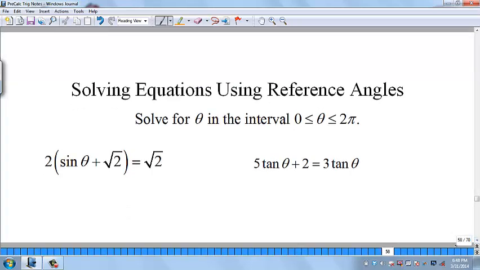Alright, so let's try a couple more. And I'm doing radians. We will practice degrees, but I want to practice radians here in your notes so that you'll understand how it works. Okay, here's the first one. I'm going to divide by radical 2.